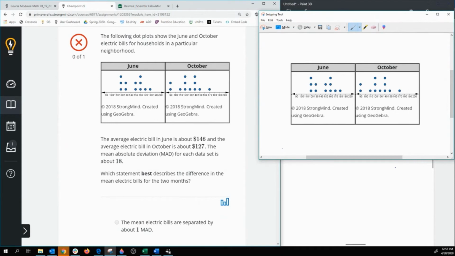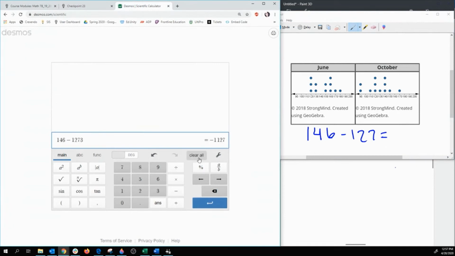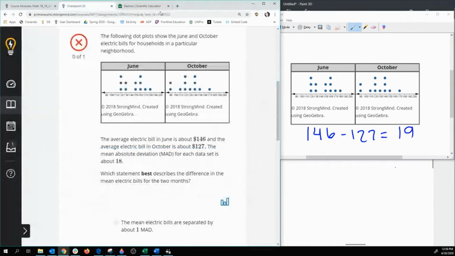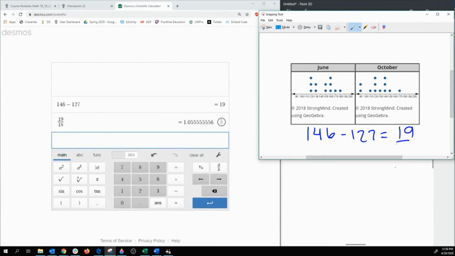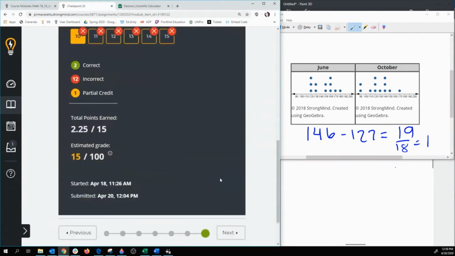Okay, so to do this one, we would take our means and subtract them. So 146 minus 127. And that gives us 19. And we are going to take that 19 and divide it by our mean absolute deviation, which is 18. And when I do that, I get pretty much 1, right? That's almost 1. 19 over 18 is about 1, which would mean that they are approximately 1 mean absolute deviation apart. Right, number 10.